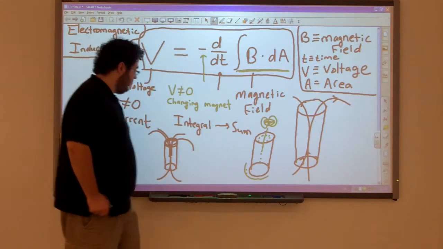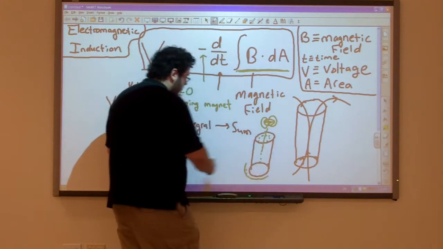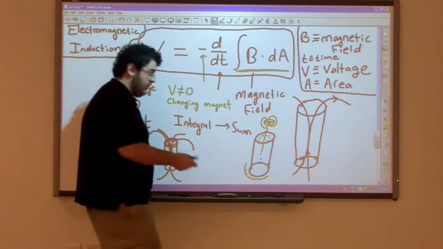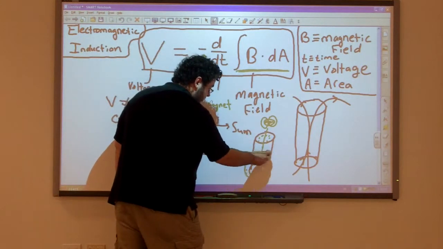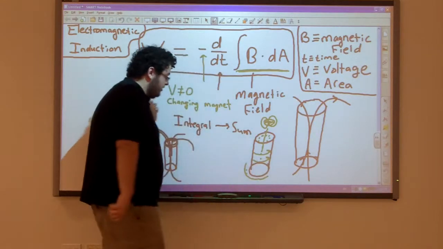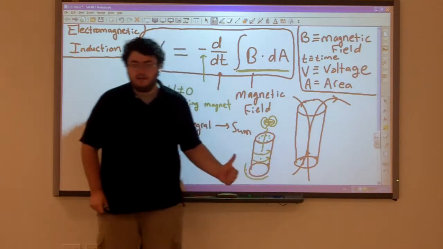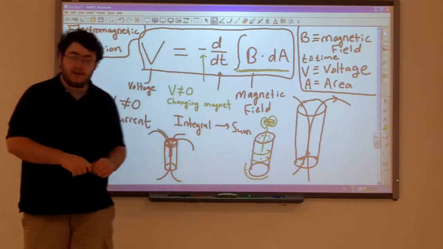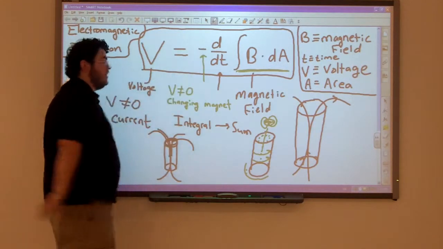So what will happen is, as this falls, a voltage will be set up, which means a current will run. So a current's going to start running. And what it's going to do is oppose the magnet. So it's actually going to slow down the magnet because of this negative sign.